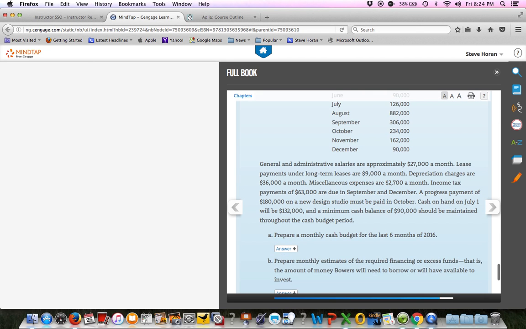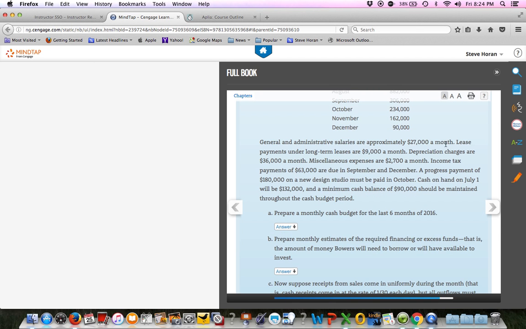General administrative expenses are 27,000 per month. Lease payments under long-term leases are 9,000 a month, so those are just the same numbers for every month. Depreciation charges are 36,000 per month, so that's the same. And miscellaneous expense 2,700 per month. Income tax payments of 63 are due in September and December, so in 2 months they have a large payment that goes out. Progress payment of 180 on a new design studio must be paid in October.